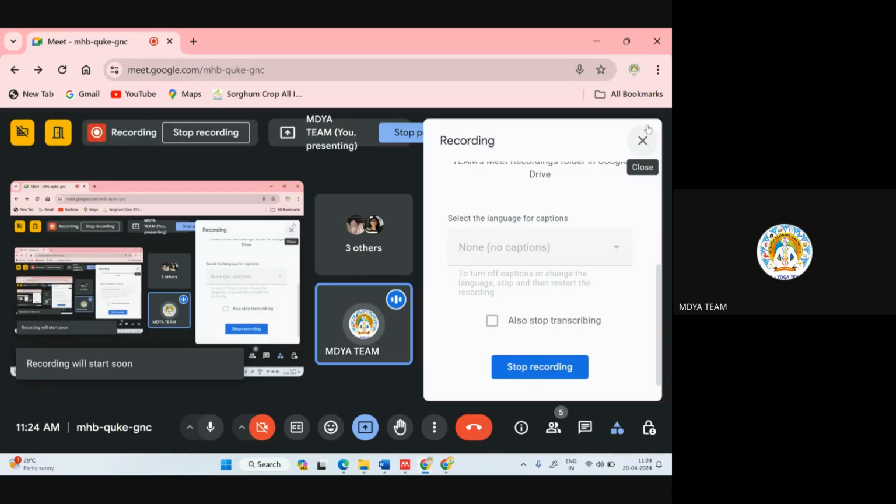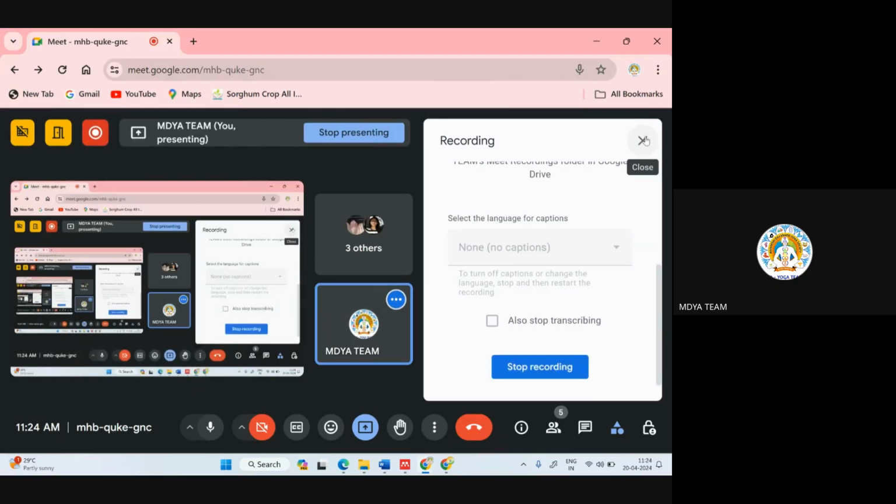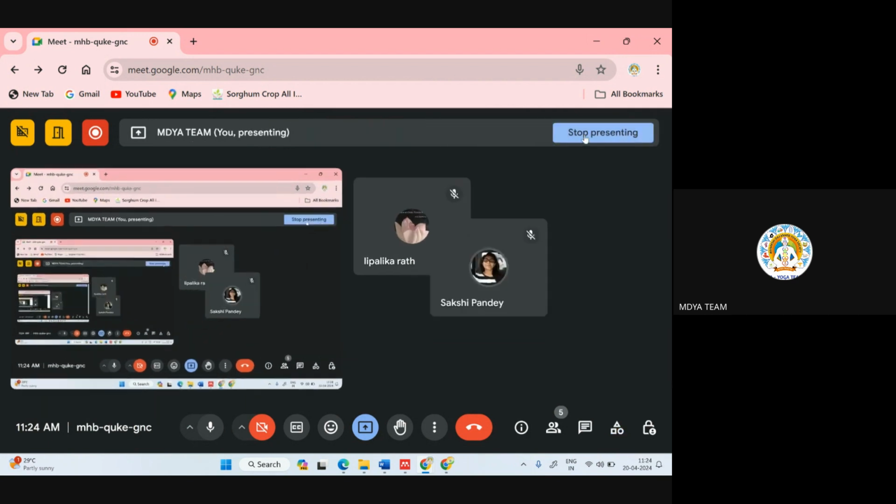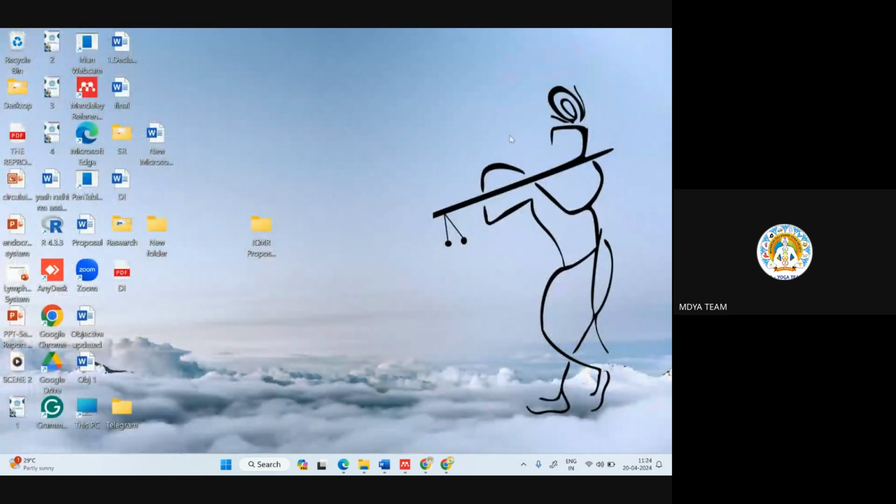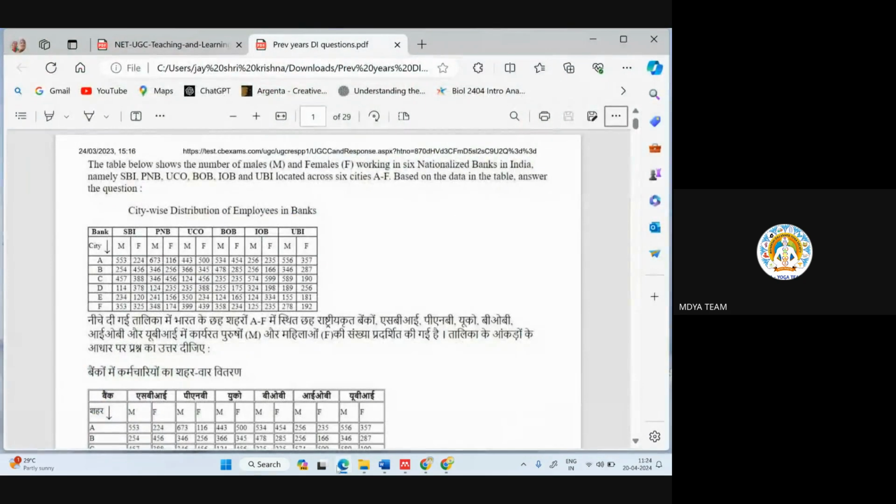At least you should do 4 questions right in the NET exam. Then 4 questions means 8 marks you are getting from DI only. In mathematical reasoning, that we will also do.